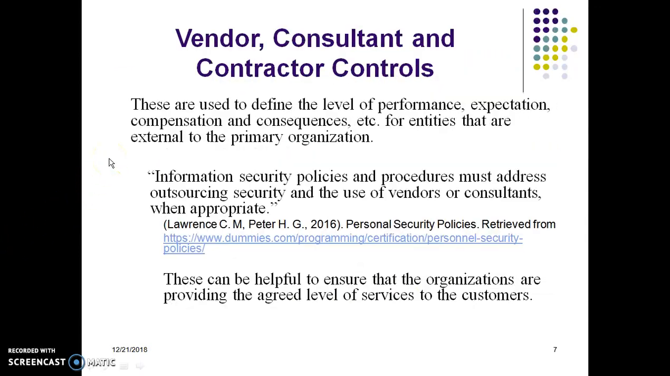The fourth way is vendor, consultant and contractor controls. These are used to define the level of performance, expectation, compensation and consequences, etc. for entities that are external to primary organizations. Information security policy and procedures must address outsourcing, security and the use of vendors or consultants when appropriate. These can be helpful to ensure that the organizations are providing the agreed level of services to the customers.